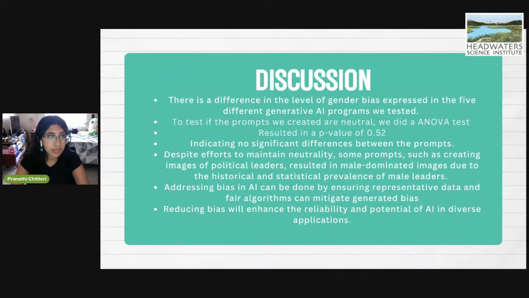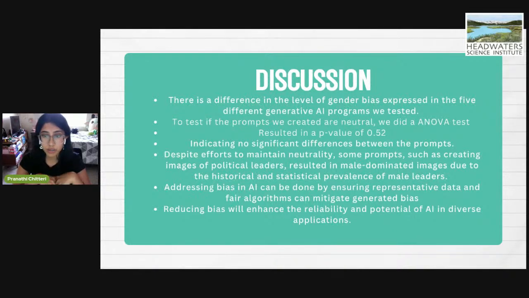Okay, so this is my discussion. There's a difference in the level of gender bias expressed in the 5 different AI tools. To test if the prompts we created are neutral, we also conducted an ANOVA test for the different prompts, and we got a p-value of 0.52. This p-value is not statistically significant, which indicates that there is no statistical difference between the prompts, which is a good thing because we tried to create the prompts as neutral and similar as possible to reduce variability in the results.